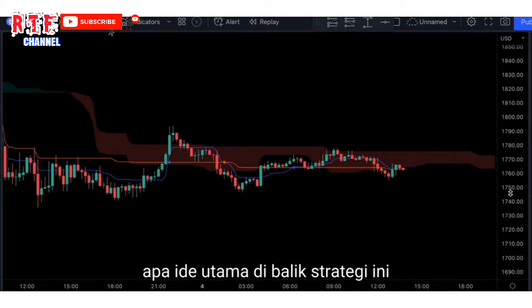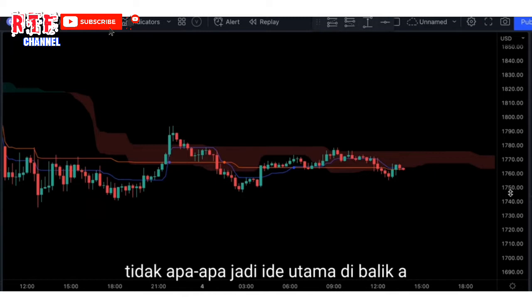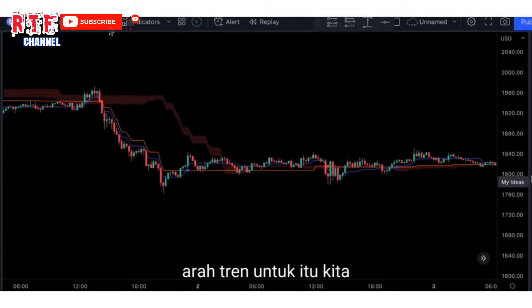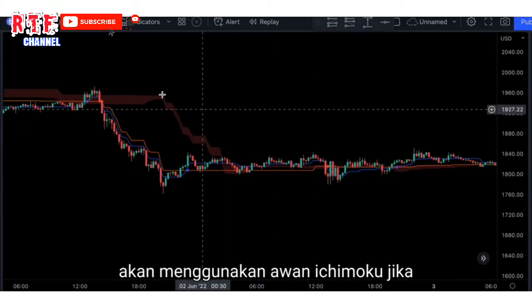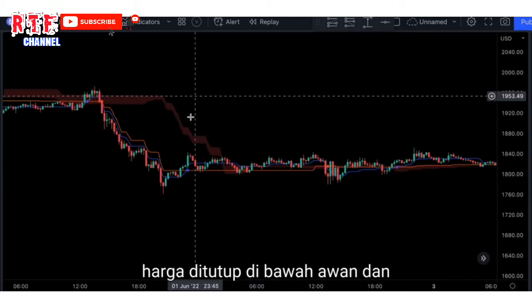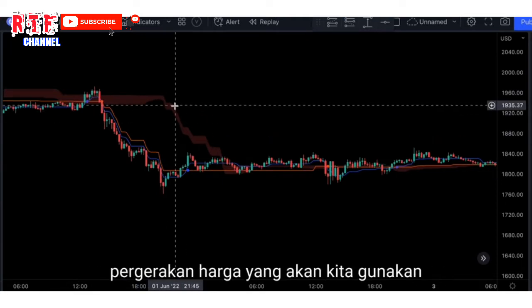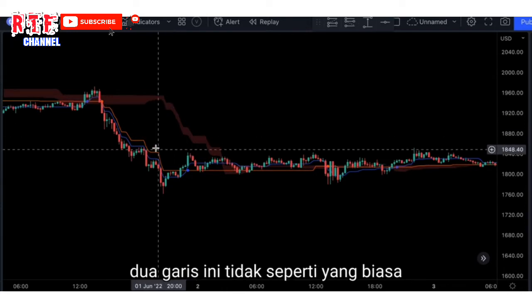Now let me explain what the main idea behind this strategy is. Okay, so the main idea behind the strategy is to first identify the direction of the trend. For that, we're going to be using an Ichimoku Cloud. If the price is closed below the cloud and the cloud is colored in red, we are officially in a downtrend. And to identify the short-term momentum in the price movement, we're going to be using these two lines.